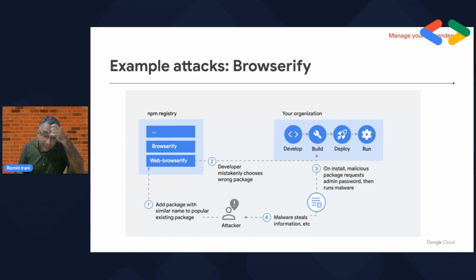So what happens in step two is that the developer mistakenly chooses the wrong package. This package is then installed, or used, and when it runs in the environment, it does its work, which is to take in more information than it is supposed to have access to. It actually does the same thing as Browserify too, so the developers feel that everything is working fine, but behind the scenes it is also extracting information.